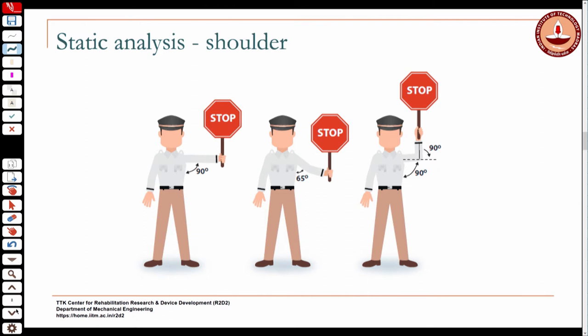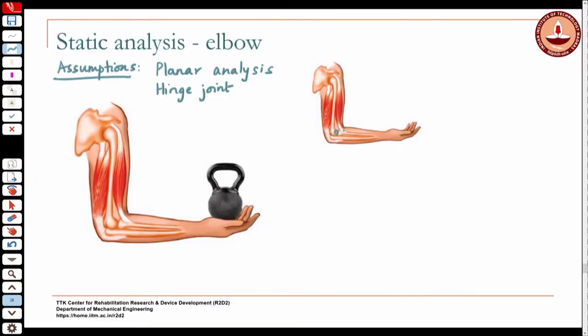Now, the sign is held up fairly high, so he cannot just hold it like this. He tries to change his posture so that he can still hold that sign and see. What we are going to do is compare these three situations. What does it do to the loading at the shoulder? That is the next exercise we are going to look at.